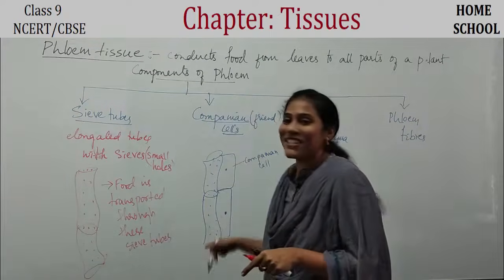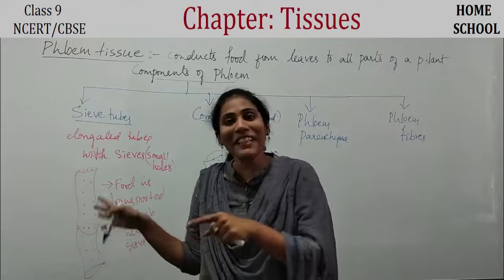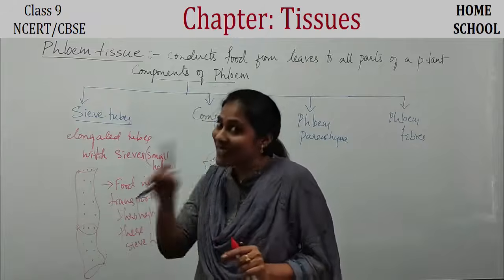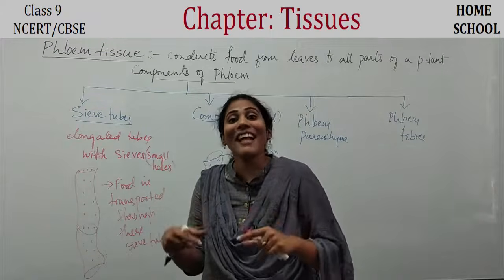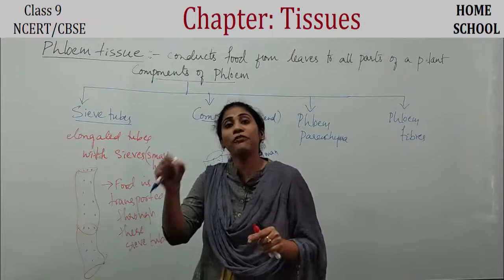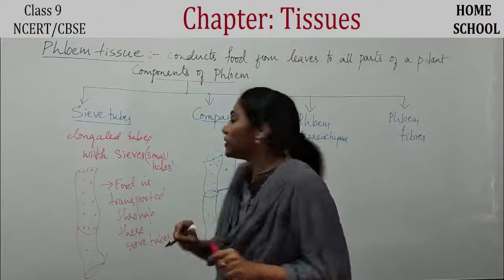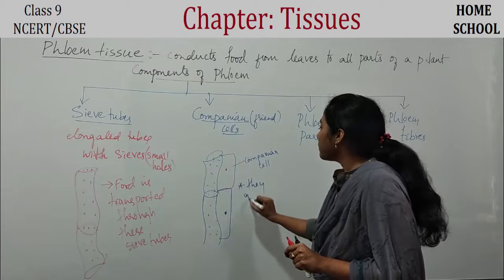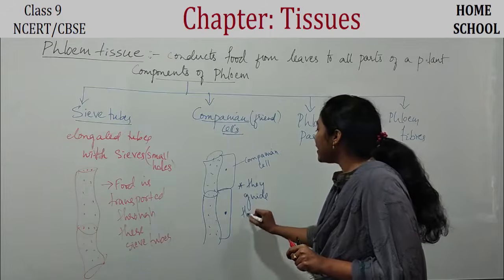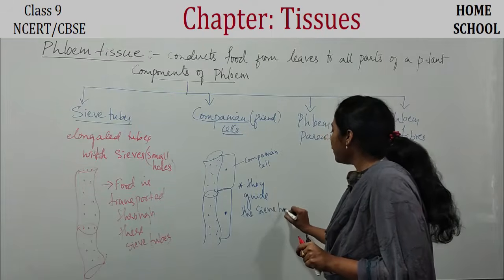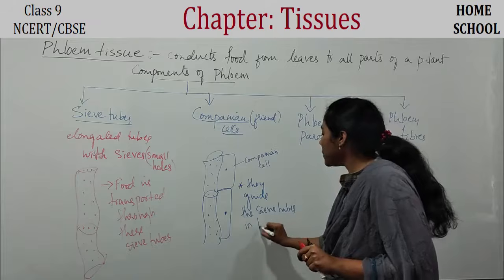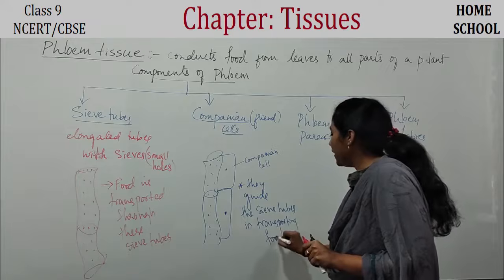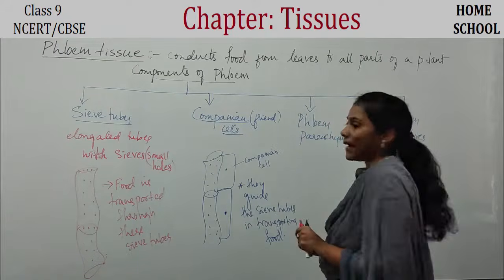If it has to do its job properly, what is its job? Carrying food from one place to another place. If it has to do its job properly, companion cells are a must. Okay, they actually help. They guide the sieve tubes in transporting food. So what is the function of the companion cell here? They guide the sieve tubes in transporting food. Okay, so that is what we call the companion cell.